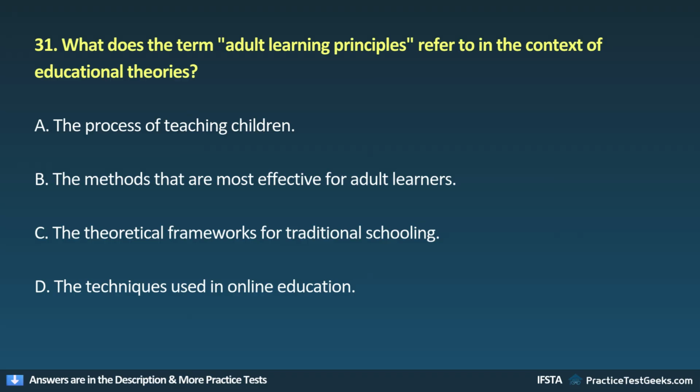31. What does the term adult learning principles refer to in the context of educational theories? A. The process of teaching children. B. The methods that are most effective for adult learners. C. The theoretical frameworks for traditional schooling. D. The techniques used in online education.